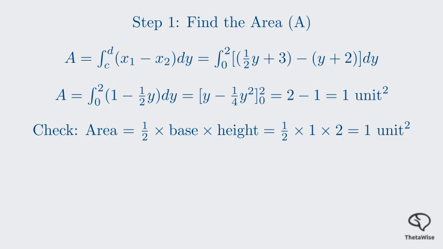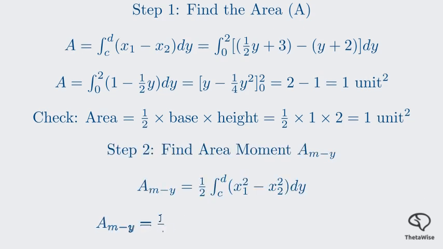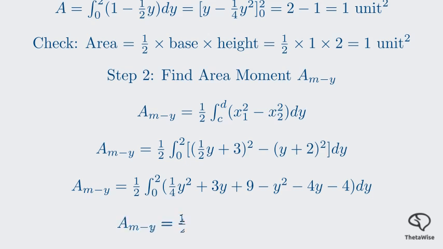So, area equals 1/2 times base times height equals 1/2 times 1 times 2, which is 1. The integral result matches our geometry check. Now let's find the area moment about the y-axis, A sub My. This is 1/2 the integral from 0 to 2 of the right curve squared minus the left curve squared. Expanding the squares gives 1/4 y squared plus 3y plus 9 minus y squared plus 4y plus 4. Simplifying inside the brackets gives -3/4 y squared minus y plus 5.